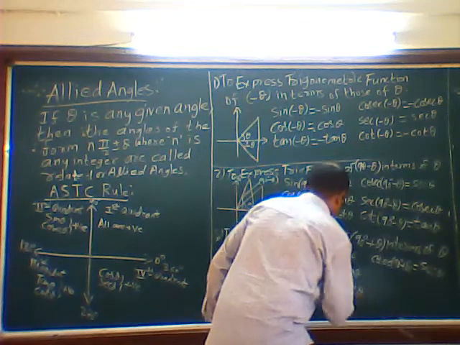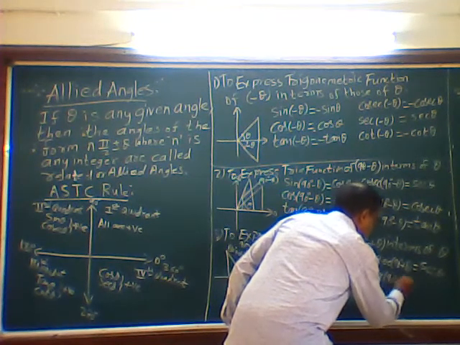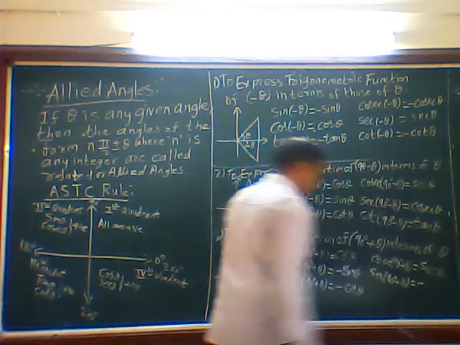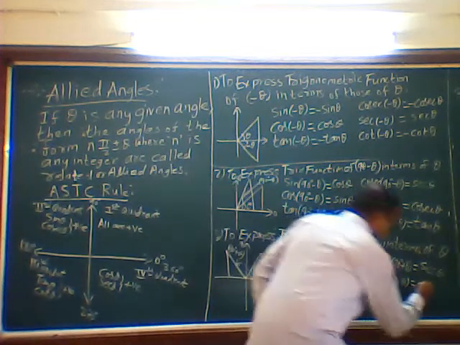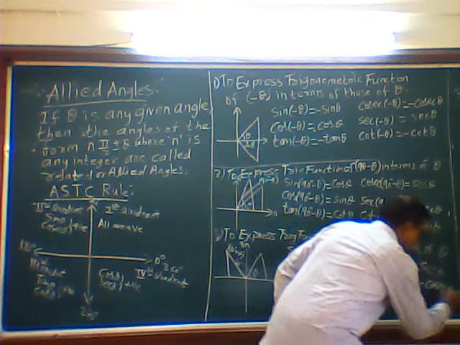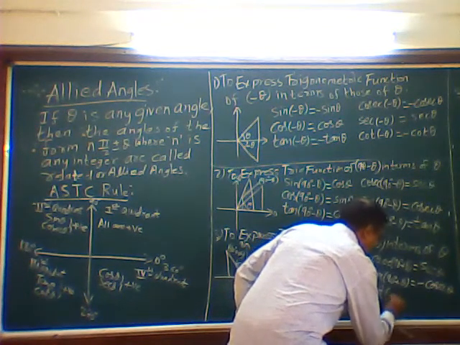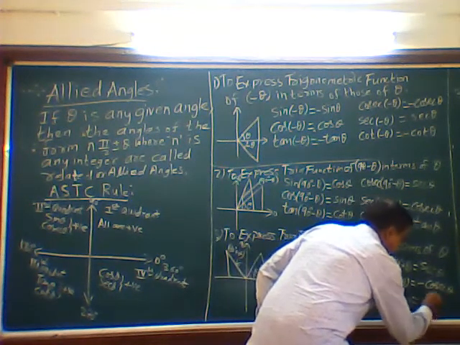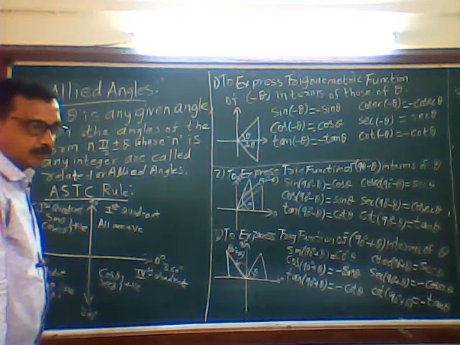Sec theta. Next, sec of 90 degree plus theta. Again, sec is what? Negative. The angle 90 degree is lying on the y-axis, so it changes to co-ratio: minus cosec theta. Okay? Cot of 90 degree plus theta. Again, it is minus tan. Minus tan. Got it? This way we will be doing numerical problems later on.